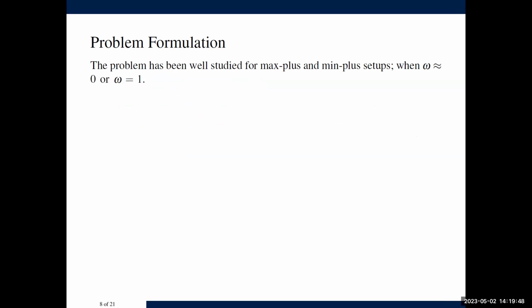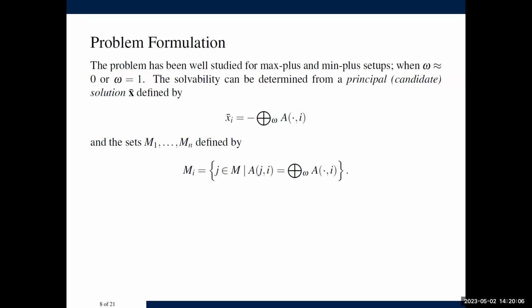Now, for those of you who work on Max Plus or Min Plus, the problem is quite easy for the Max Plus and Min Plus setup, which is when omega equals 1 or almost close to 0. This is the result. And the solvability can be determined from a principle, which is the candidate. Unlike in classical linear algebra, where we can do Gauss elimination and so on, here we cannot do that at all.